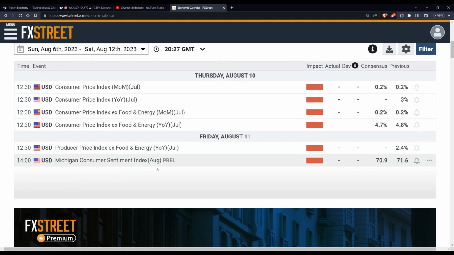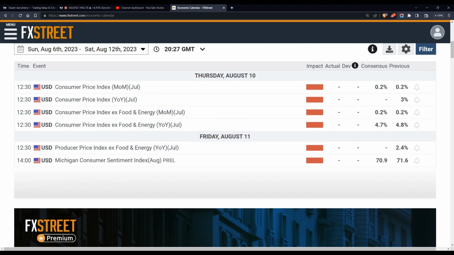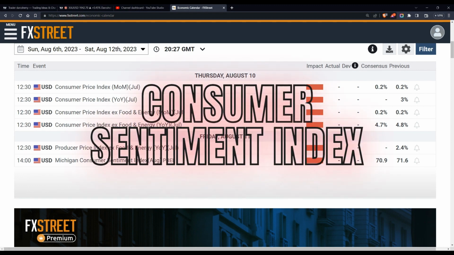Then on Friday we have the Producer Price Index, which measures the changes in input prices for producers, impacting production costs, supply chain dynamics, and ultimately influencing consumer prices and inflation. Then on that same day, we have the Consumer Sentiment Index, which gauges consumer confidence, which has a direct impact on consumer spending and, of course, economic growth.